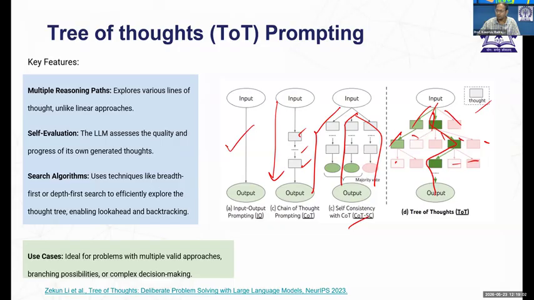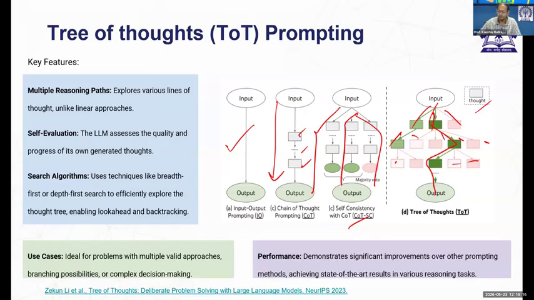Tree of thought is not majority voting. Tree of thought is where you generate thoughts at different levels and choose the best path out of those branches that can give you the solution. So it's ideal for problems with multiple varied approaches, branching possibilities, and complex decision making. Performance demonstrates significant improvements over other prompting methods, achieving state-of-the-art results on various reasoning tasks.